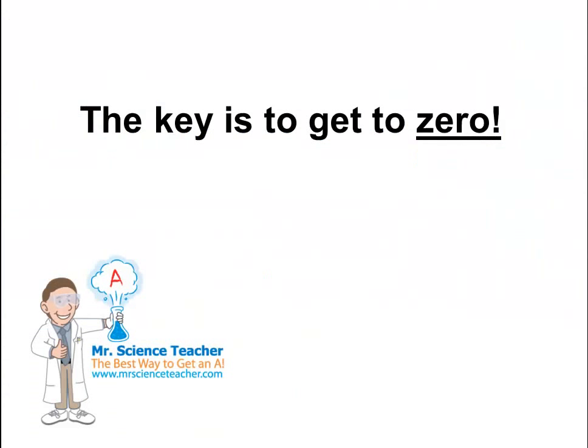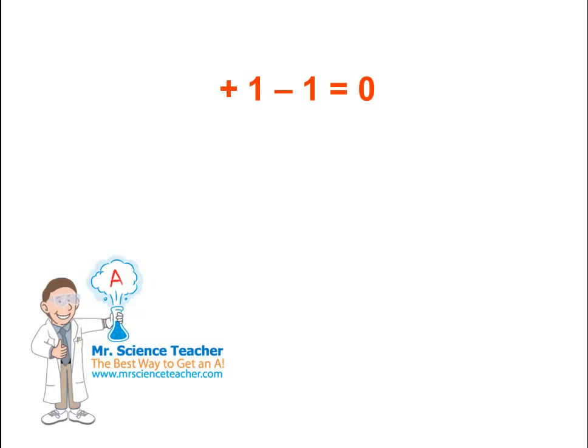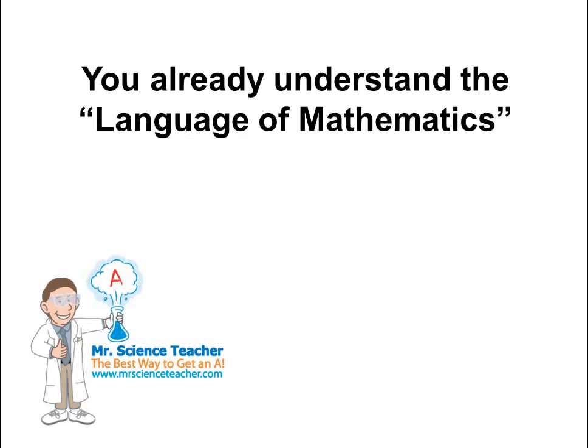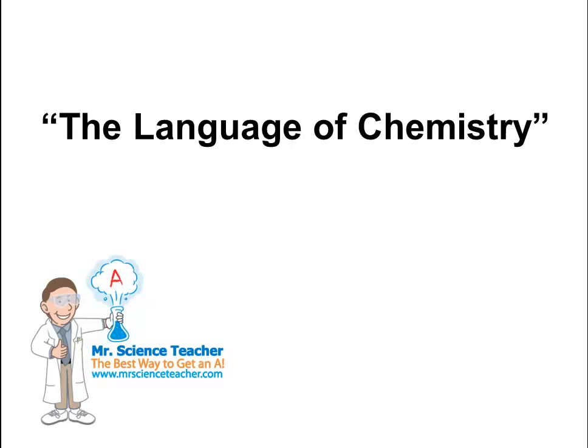The key to naming chemical compounds is to get to zero. If you can do this, +1 - 1 equals 0, +2 - 2 equals 0, or +3 - 3 equals 0, then you can name compounds easily. You already understand the language of mathematics. Use this to build a new language, the language of chemistry.